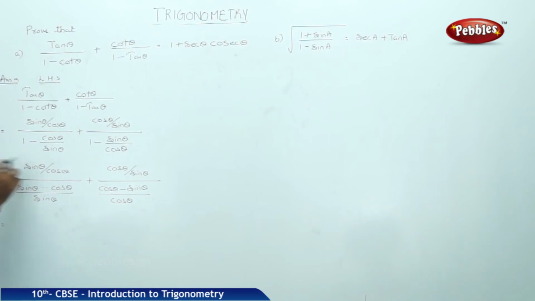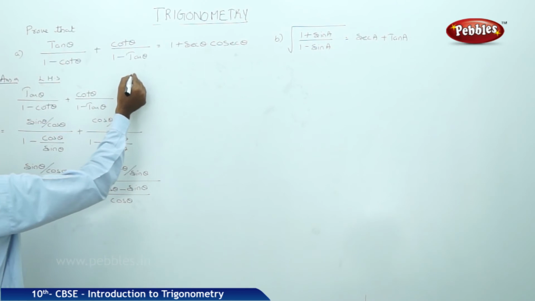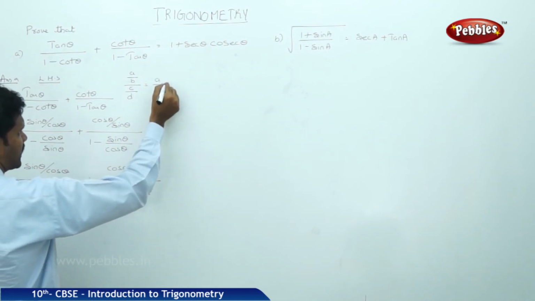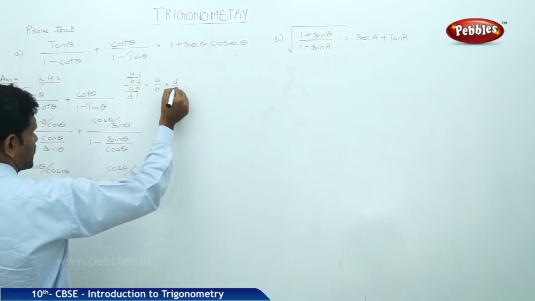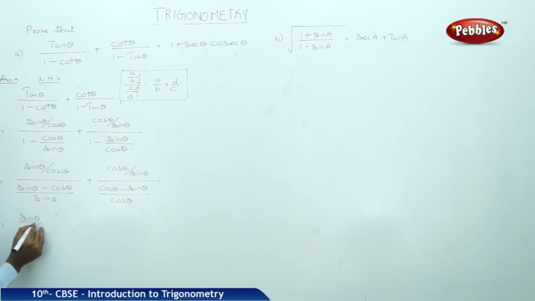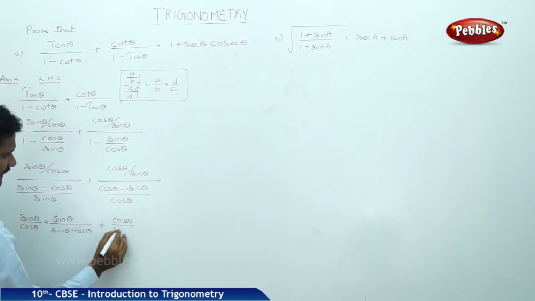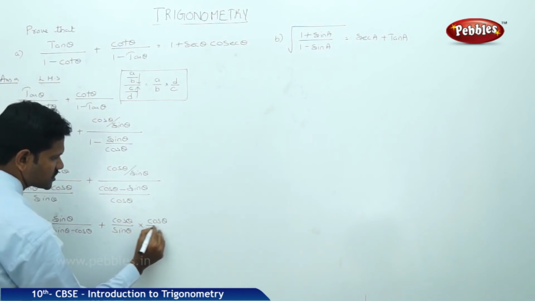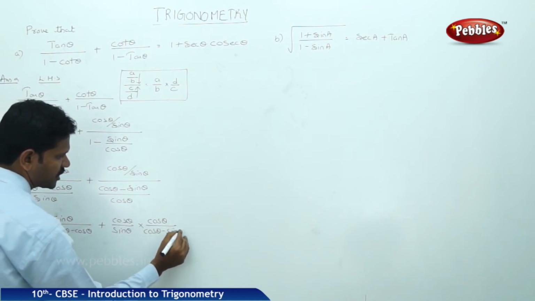Now, which can be arranged by the formula A by B by C by D is equal to A by B you can write as it is, but C by D can be written as reciprocal, that is A by B into D by C. By using this formula, you can write as sin theta by cos theta into this denominator part will become the reciprocal, that is sin theta by sin theta minus cos theta plus cos theta by sin theta into the denominator part will become the reciprocal, that is cos theta by cos theta minus sin theta.